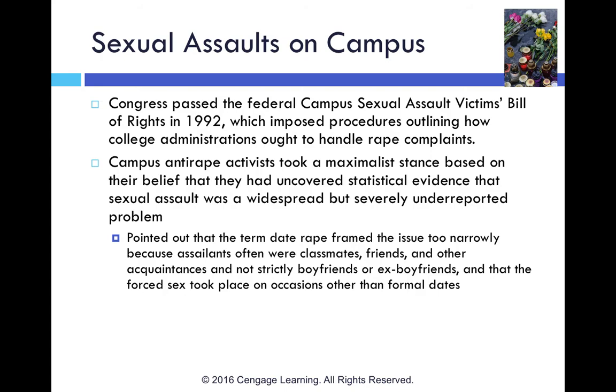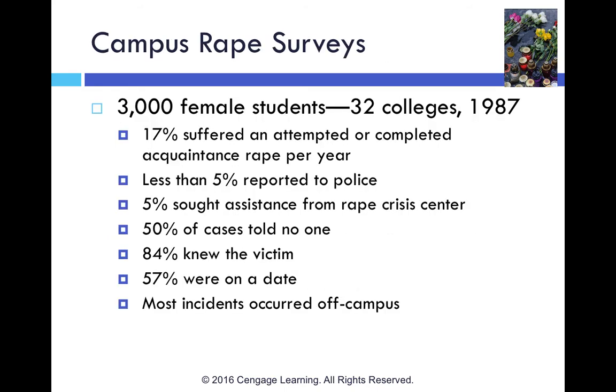So we often hear the term then acquaintance rape as opposed to date rape. Nobody really uses the term date rape anymore. The statistic here is 1 in 4 college women will be sexually assaulted. So a 1987 study looked at 3,000 female students at 32 colleges, and we could see some statistics here. I think some things to point out is that less than 5% reported to the police, 84% knew the victim, 50% told no one. No one. So that means not just the police, they told nobody.